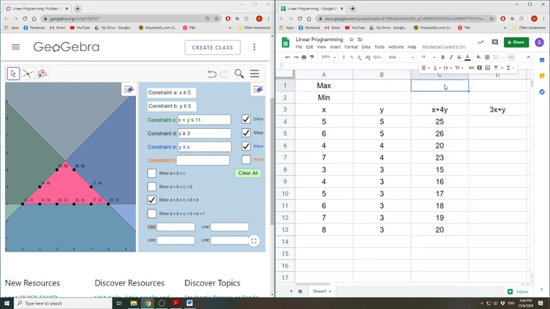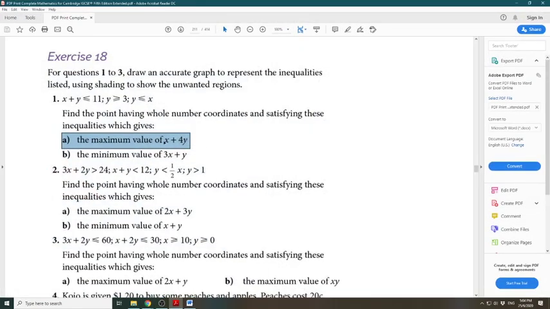Which one is the maximum? Equals max. This is the power of Excel. So it is 26. To get the maximum value of x plus 4y, x should be 6 and y should be 5. That's the answer for A.